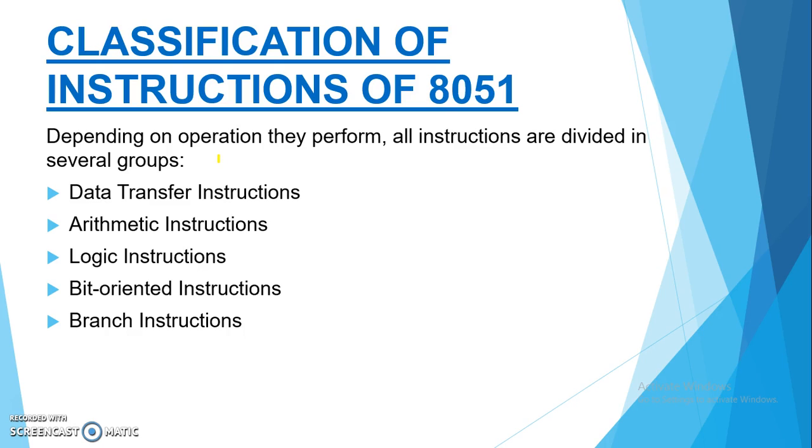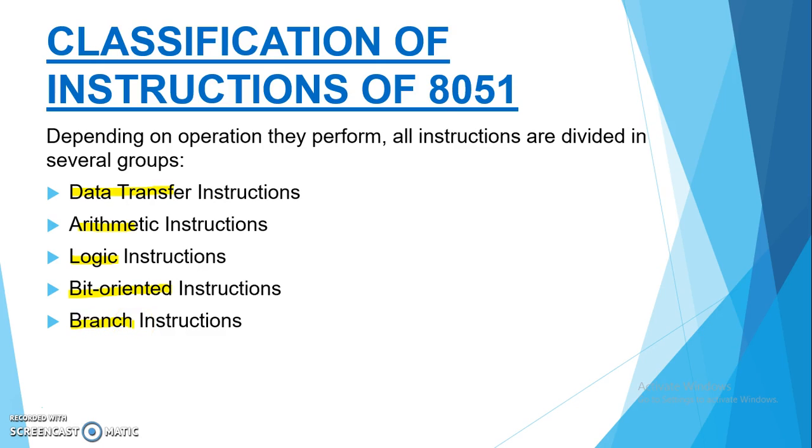Now, once the list of registers has been brought into your consideration, let us classify the instruction set of 8051. The 8051 instruction set is mainly divided into the following groups: data transfer instruction, arithmetic instruction, logical instruction, bit control or bit oriented instruction, and the last is branching instruction.